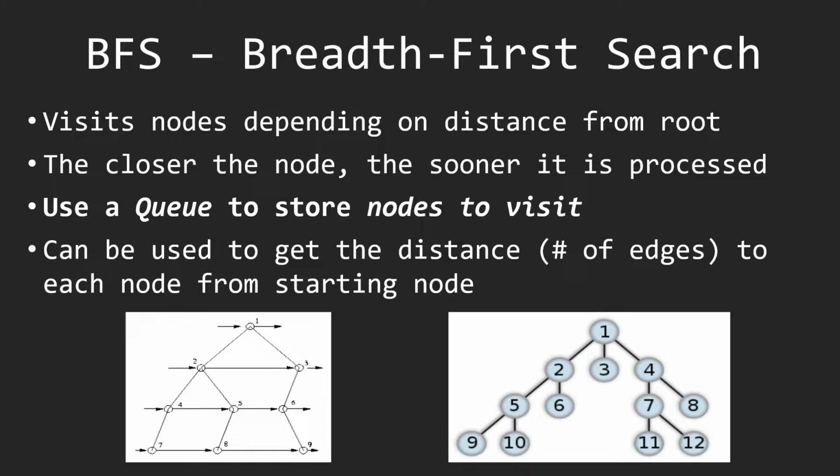Another way you can think about this is the closer the node is, the sooner it's going to be processed. So it's a layer by layer approach, and you can think about it as radially expanding out or going down a layer of the tree. The way we get that layer by layer style is we use something called a queue to store the nodes to visit. And in the implementation, we're going to see exactly how this is used.